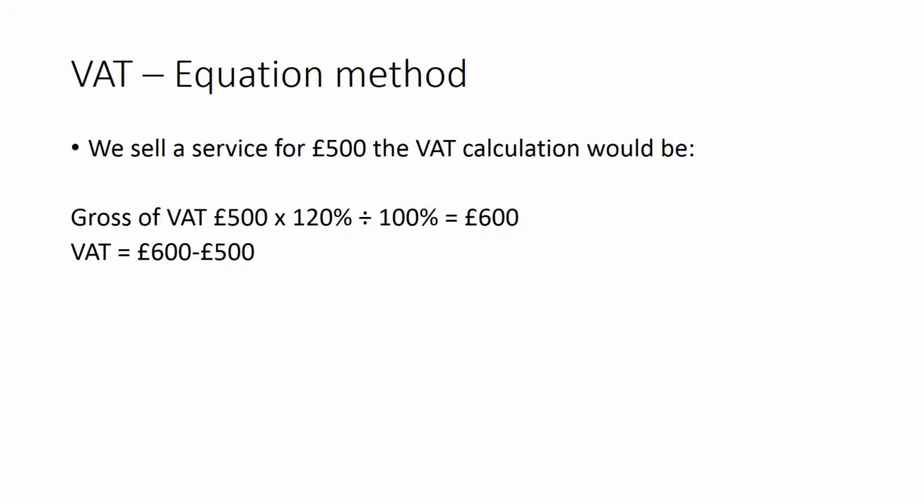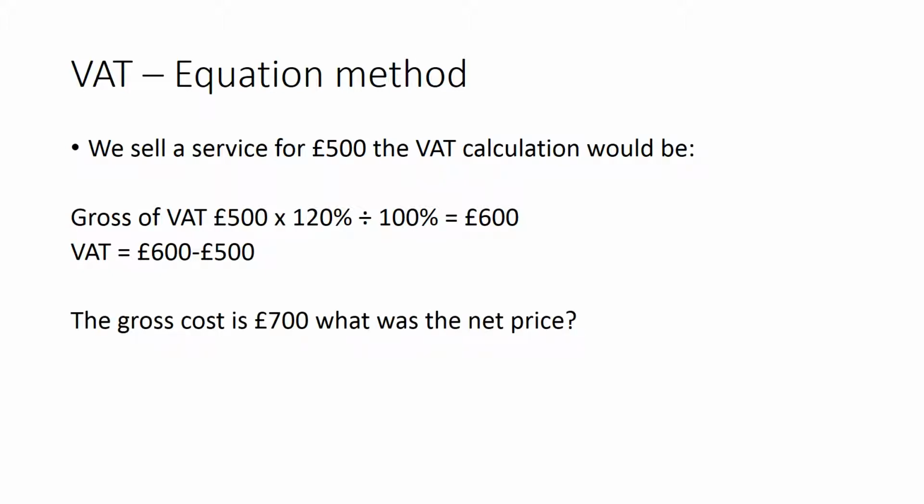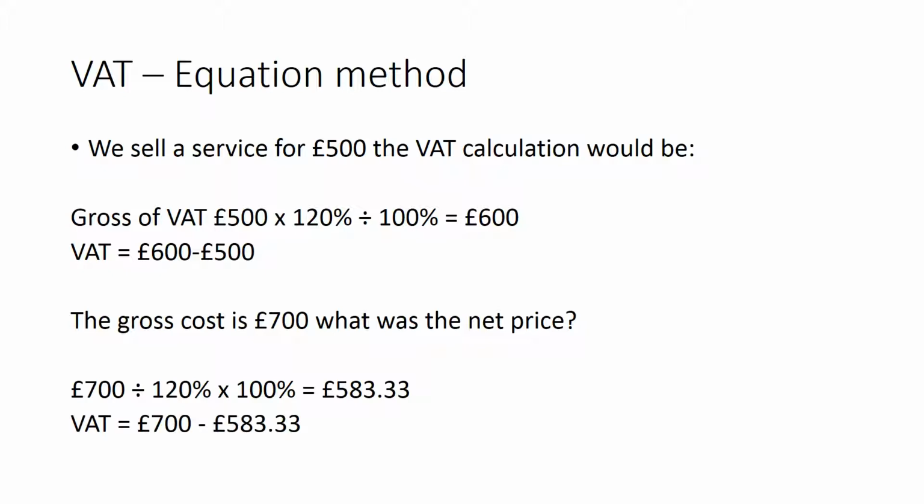If you want to go from the gross cost back to the net cost, so you've got a final figure on an invoice or a final payment that was charged, and you need to work out the VAT and the net price, because you're going to post those into your journals with the VAT going into your liabilities and the net price going into your income, it would be 700 divided by 120% times 100%, and that's the net price, 583. And the VAT would be 700 minus the 583, and that's that really.